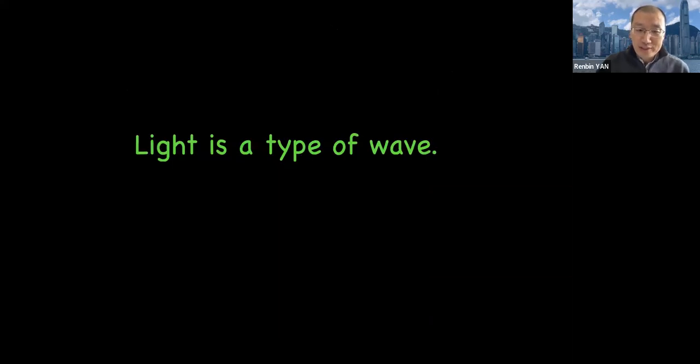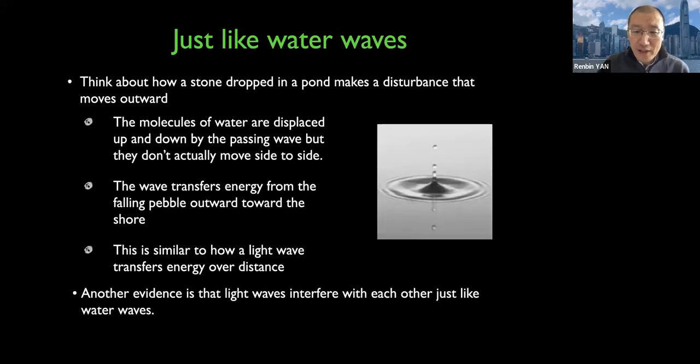So first thing we need to understand is what is light. I'm going to tell you light is two kinds of things. Light is first a type of wave. What is a wave?